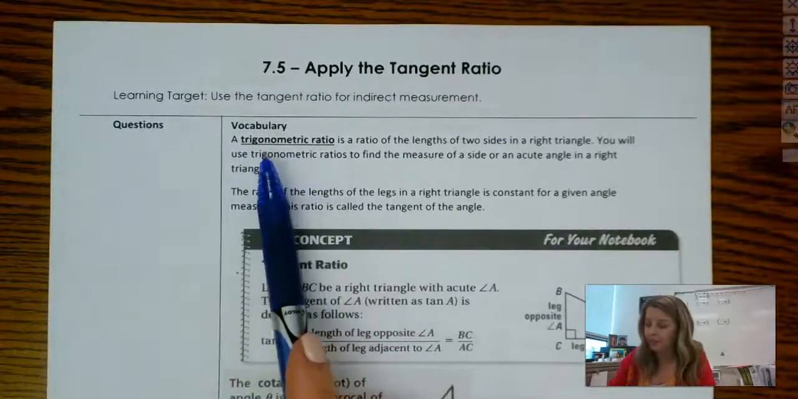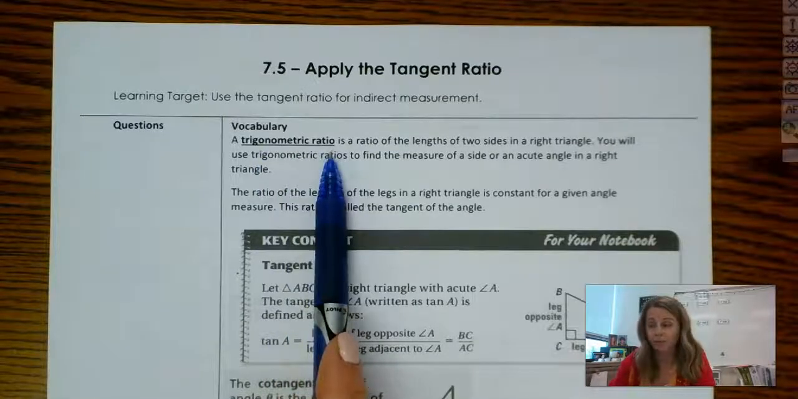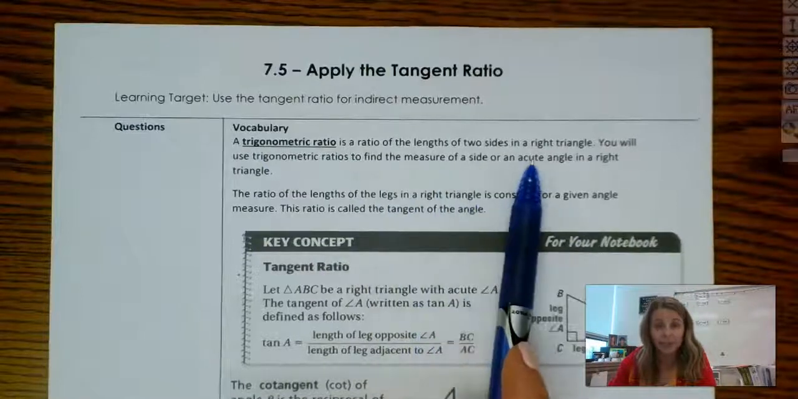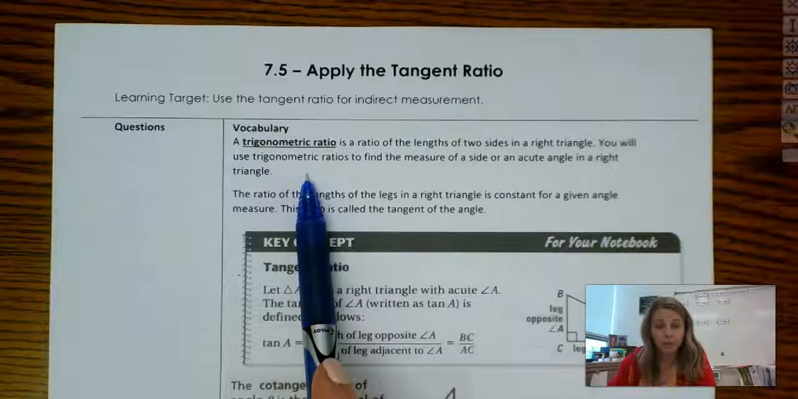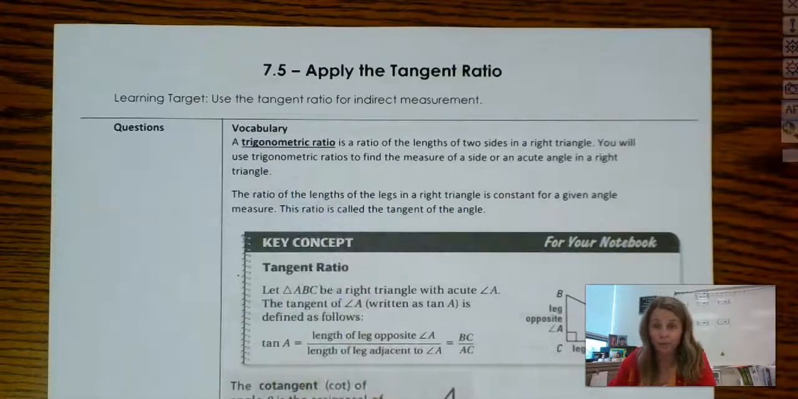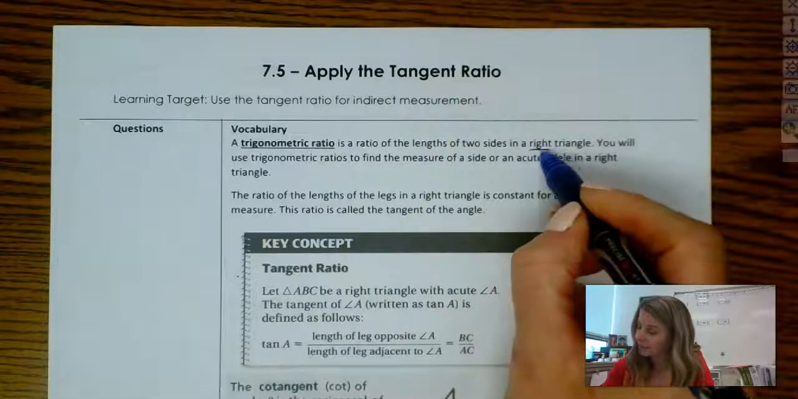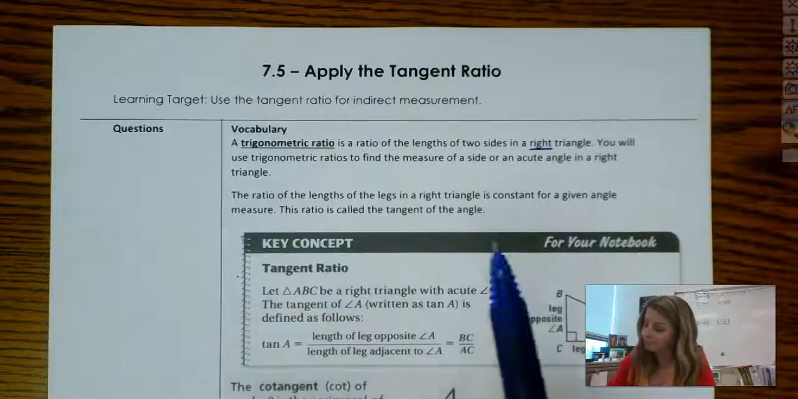Okay, so at the beginning here, a trigonometric ratio is the ratio of the lengths of two sides of a right triangle. You will use trigonometric ratios to find the measure of a side or an acute angle in a right triangle. So the key item here is this is working with right triangles, which is the unit we're working with currently, and so it helps us find a side length.